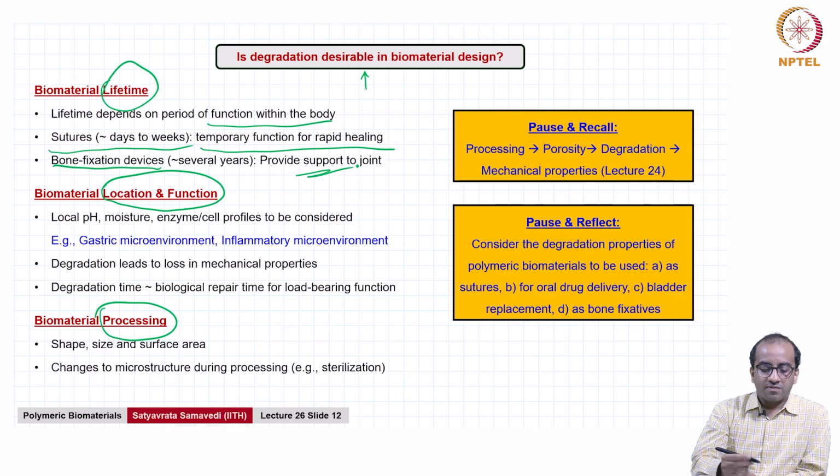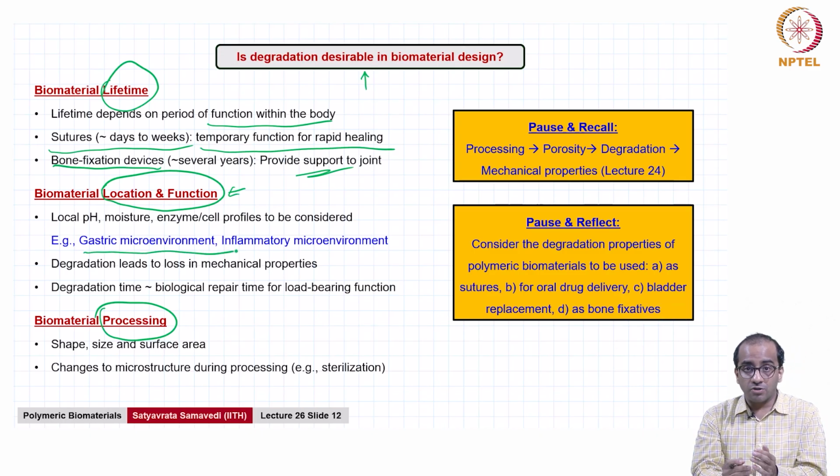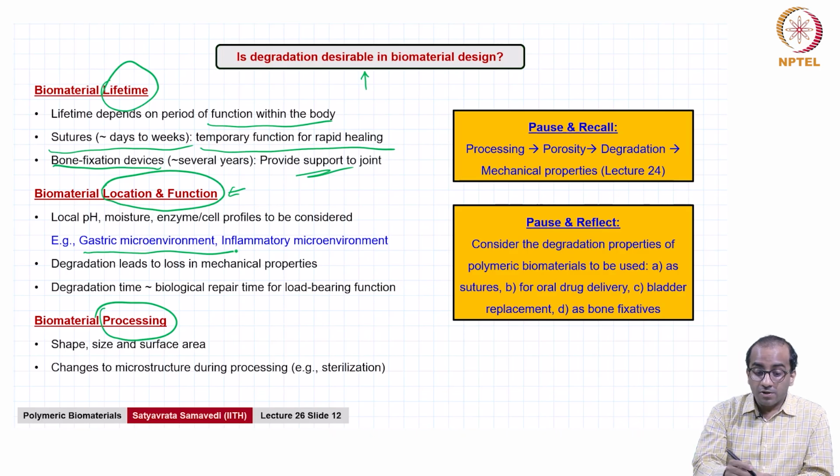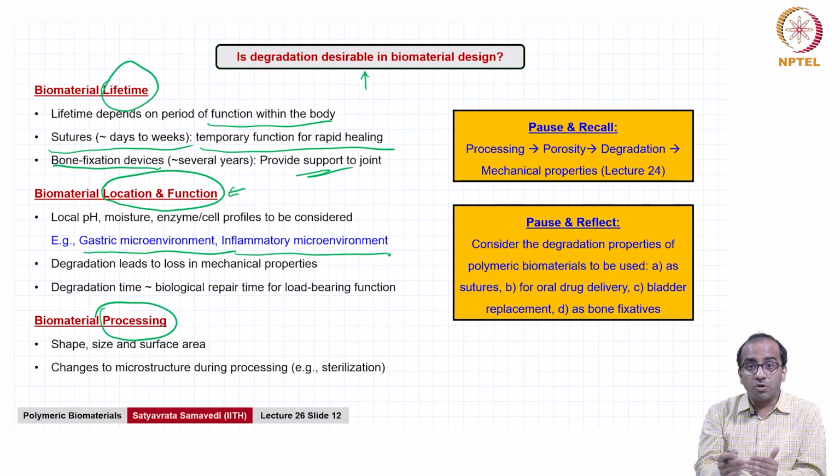The other aspect to consider, of course, is location and function, where, as we have repeatedly said, moisture, pH, enzyme, and cell profiles all have to be considered. Two examples are given here. For oral drug delivery, the polymer of choice has to be carefully accounted for, because the tablet or the coating is going to immediately come in contact with a gastric microenvironment, right? Or if you are using it in an inflammatory microenvironment, there are other processes that need to be accounted for, such as oxidative degradation.